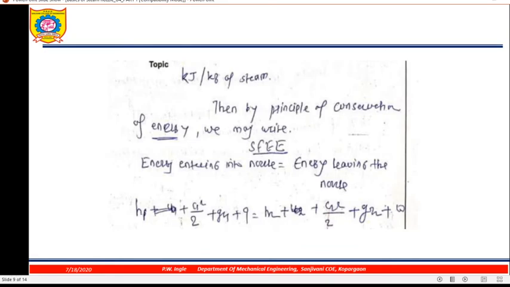So let us write the steady flow energy equation, SFE. Energy entering the nozzle equals energy leaving the nozzle. Energy enters the nozzle in the form of enthalpy H1 plus C1 square by 2, that is kinetic energy, plus gZ1, which is potential energy, plus Q, which is heat, equal to H2 plus C2 square by 2 plus gZ2 plus W. So this is the general steady flow energy equation.